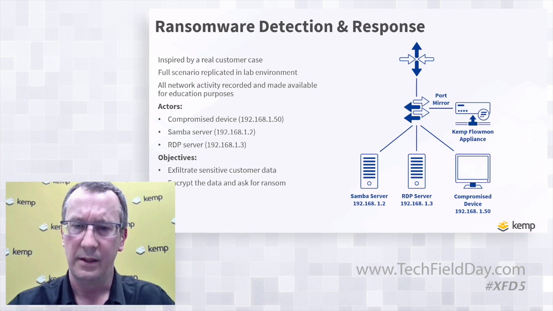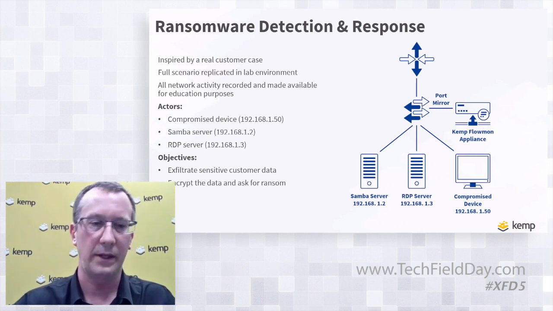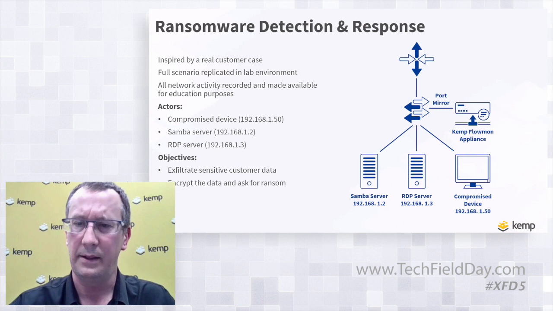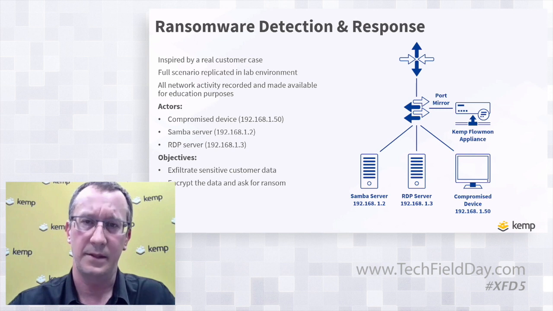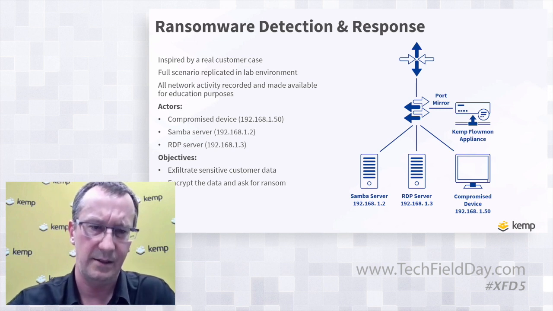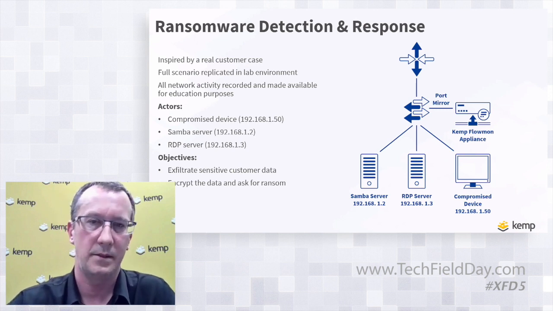So in our setup, we have a compromised device, which can be malware infected or under the control of the attacker. We have a Samba server that stores company data. We have a remote desktop server that will be our victim for the lateral movement, as you are going to see. And we are monitoring this environment with the Flowmon appliance. So the attacker's objective is first to exfiltrate the sensitive data and then encrypt the data and ask for ransom. That's the standard scheme.